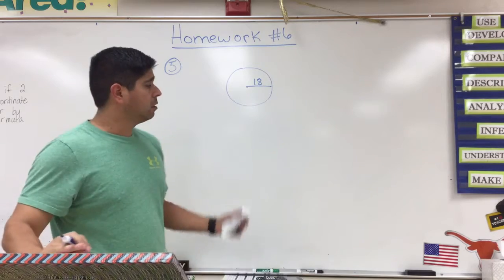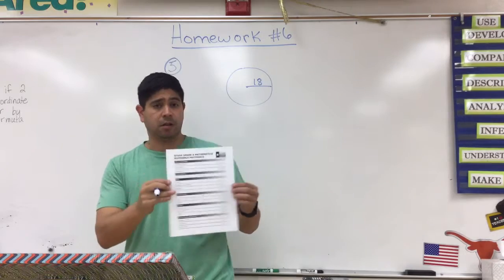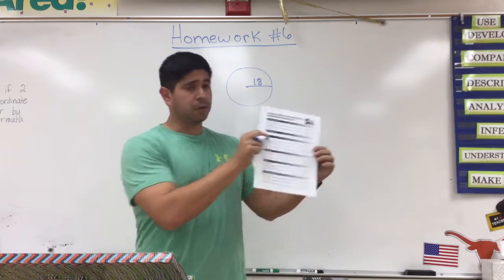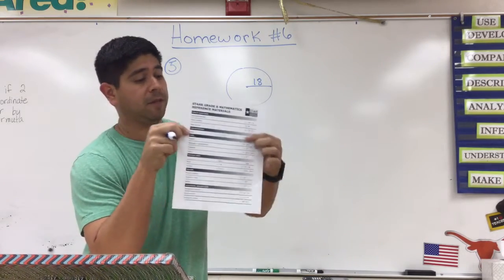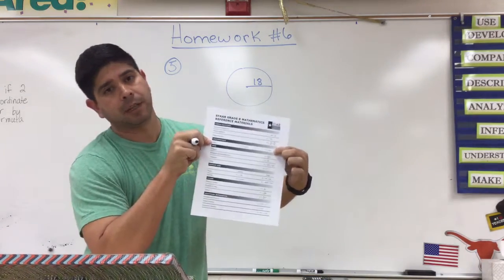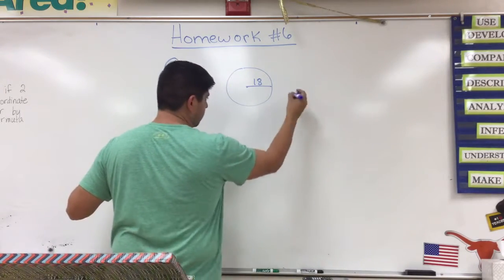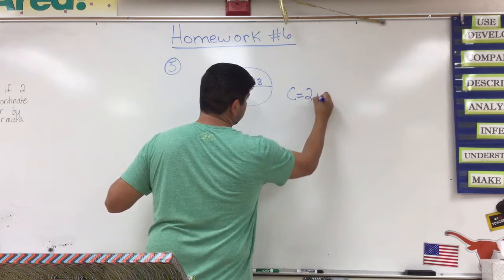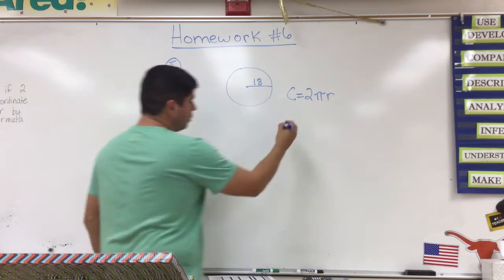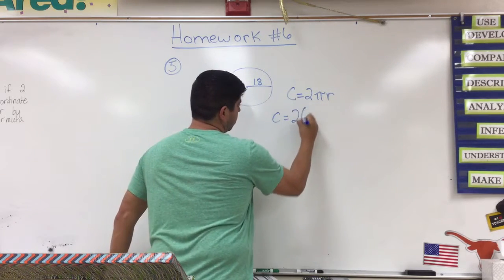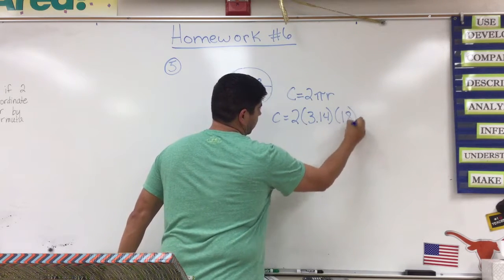Okay, so it wants to know the circumference. If you don't know how to find circumference, then that's where you look on your reference chart. Circumference of a circle has its own little section there. If you have the radius, then you use 2 pi r. If you don't have the radius, then you can use pi times d. So we do have the radius, so we're going to use the formula c equals 2 times pi times the radius. So c equals 2 times 3.14 times 18.